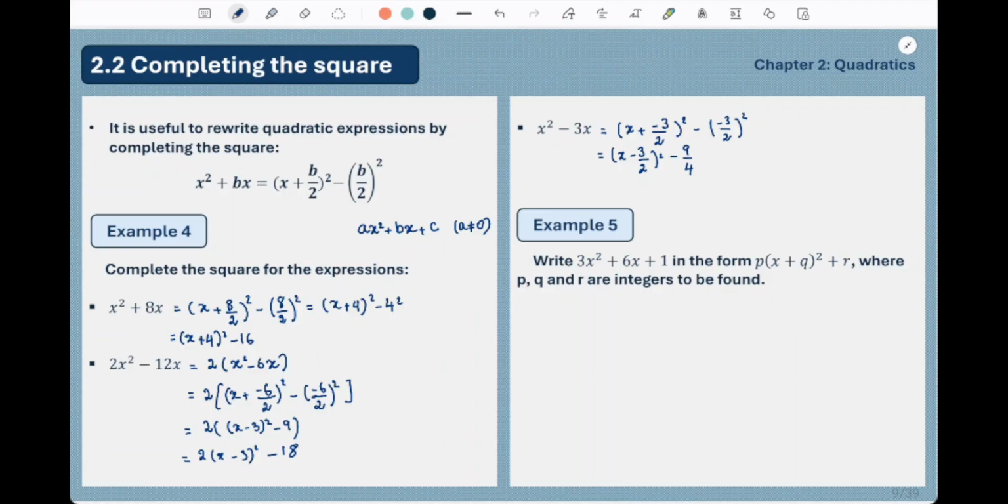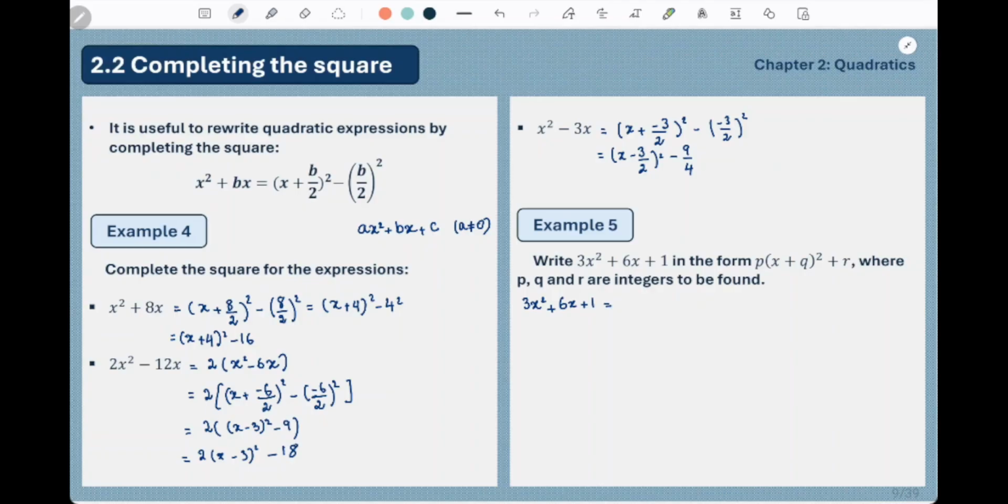So let's move on to example 5, where we're going to try to do pretty much the same thing. Write 3x squared plus 6x in the form p times x plus q, squared, plus r, where p, q and r are integers to be found. So basically, they're asking us to complete the square in other terms. Let me write my expression here, and then we'll see what we can do with it.